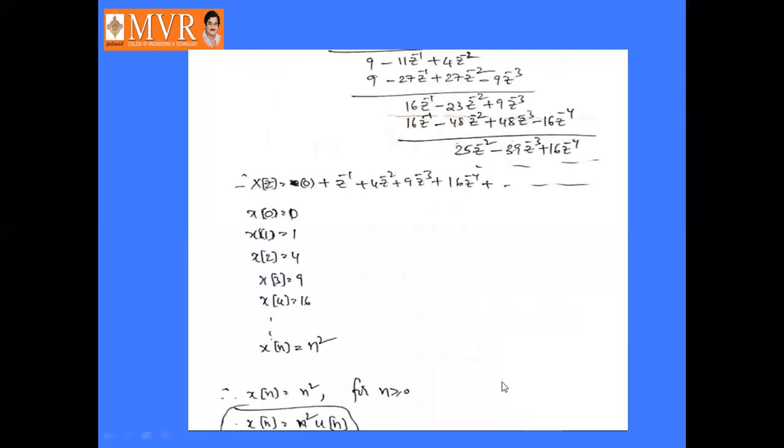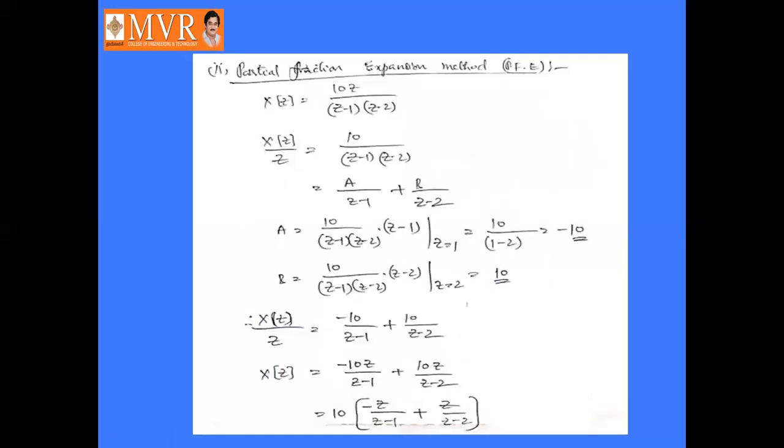So we will get x of z equal to x of 0 plus z power minus 1 plus 4 into z power minus 2 plus 9 into z power minus 3 plus 16 into z power minus 4 and so on. So here x of 0 is 1, x of 1 is 1, x of 2 is 4, x of 3 is 9, x of 4 is 16. So 1, 2 square, 3 square, 4 square, like that n square. So x of n is n square for n greater than or equal to 0, or we can say that x of n is n square into u of n. So that is the first method, the power series method or long division method.